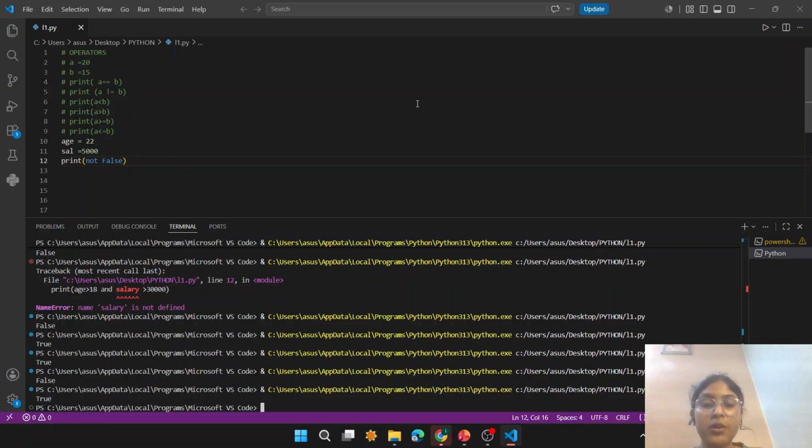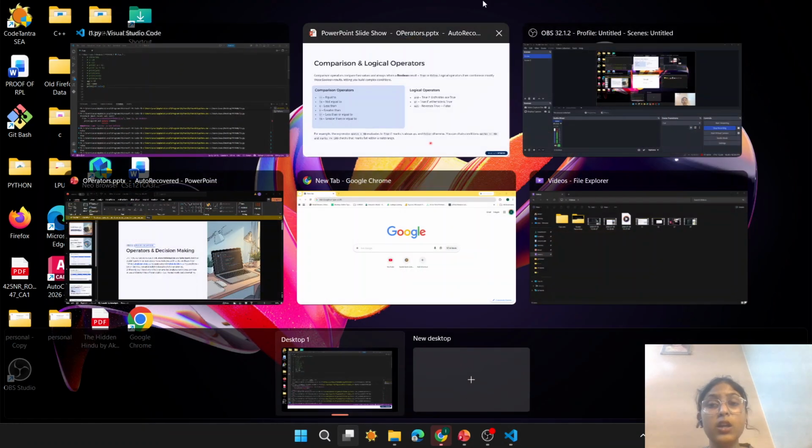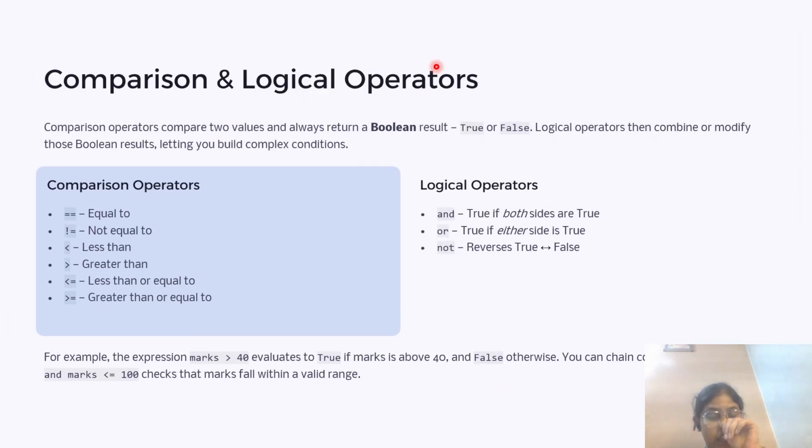I'm always giving you this reminder: double equals to is for comparison, single equals to is for assigning the value. Thinking that "and" behaves like "or" is a mistake. For "and", every condition must be true. For "or", at least one condition must be true. And these "and", "or", "not" should never be in uppercase because they are reserved words, the keywords.